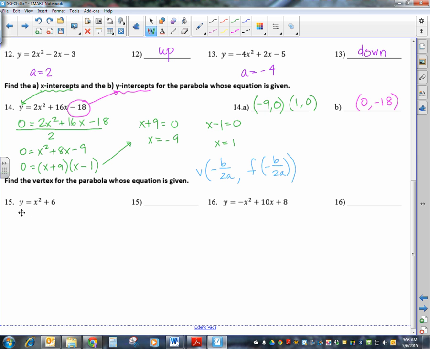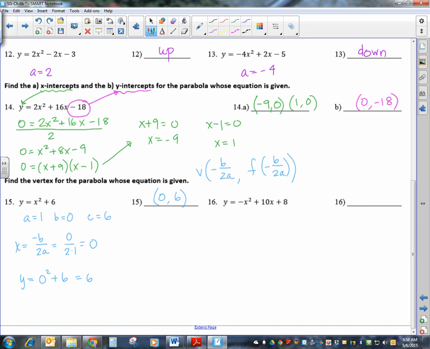So y equals x squared plus 6: a equals 1, b is 0, and c is 6. So my x-coordinate is negative b over 2a, so that's 0 over 2 times 1, which is 0. And then if I plug it in, y equals 0 squared plus 6, which is 6. So my vertex is the x-coordinate of 0 and the y-coordinate of 6.